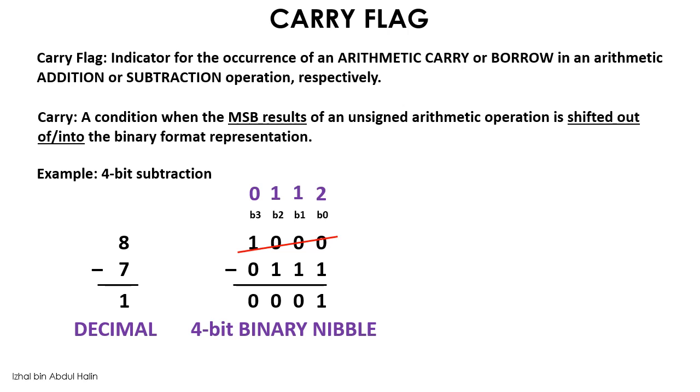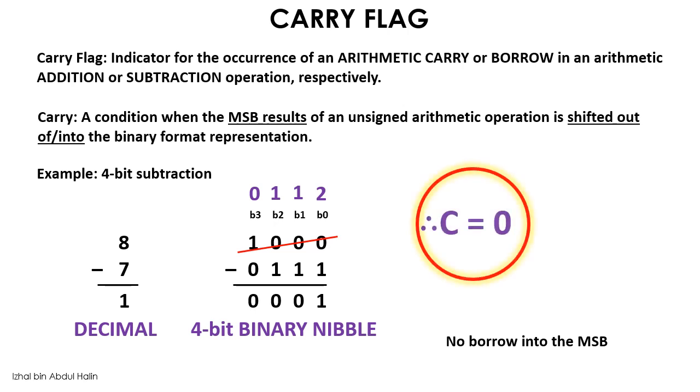Note that in order to perform this subtraction, the MSB, which is bit 3, did not have to borrow, thus the carry flag is reset to 0. This indicates that a borrow into the MSB did not occur. Moreover, the binary result is also correct.